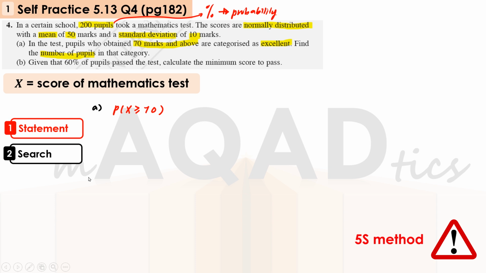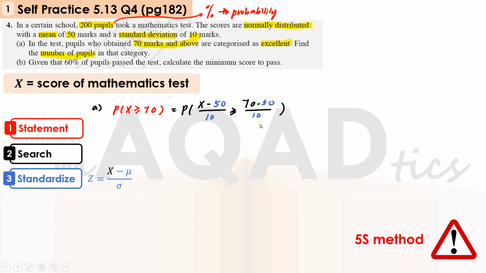Third step, standardize. Standardize meaning from the x here, we are changing to z using this formula. For each of the scores, we subtract the mean and divide by the standard deviation. Then we are going to simplify. And the fourth S is sketch.